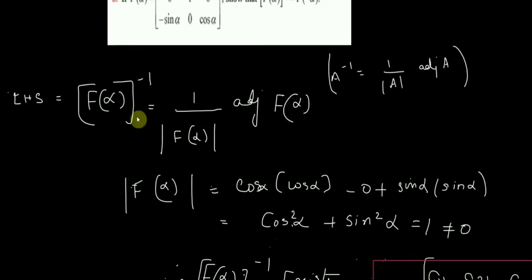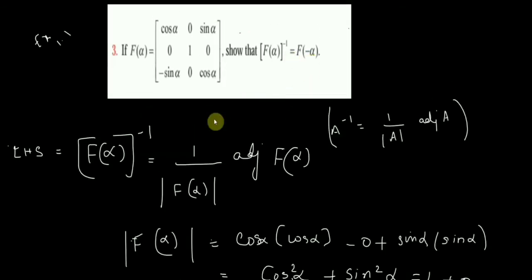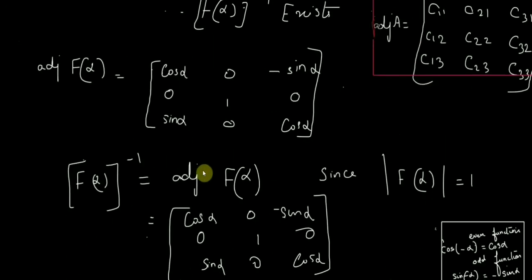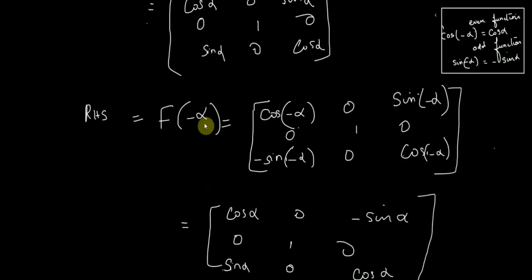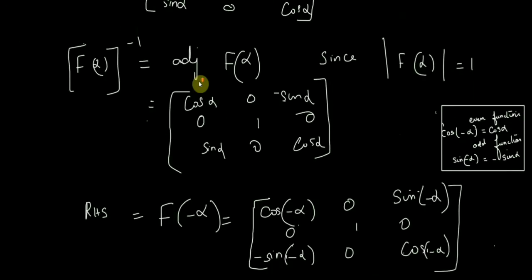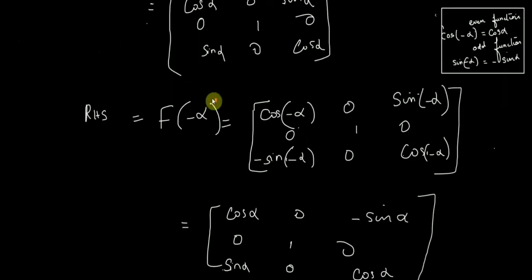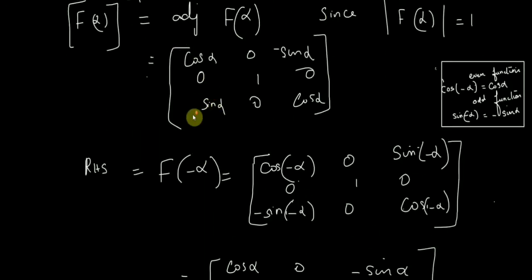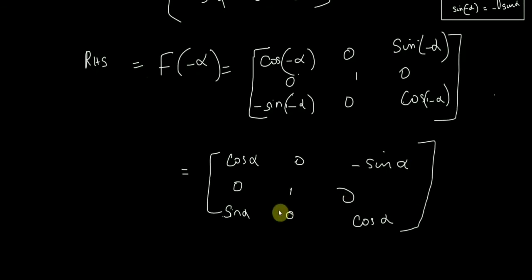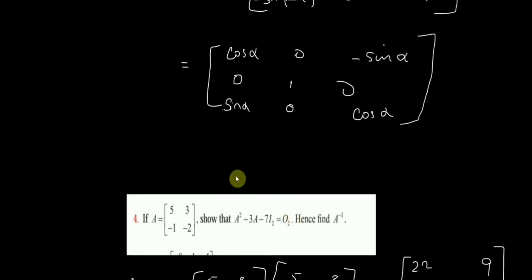So hence we have proved the left hand side is equal to the right hand side. This is the left hand side, and we have proved that it is equal to the right hand side, RHS. Hence we have proved that part. Now we move on to question number 4. Matrix A is [5, 3; minus 1, minus 2].